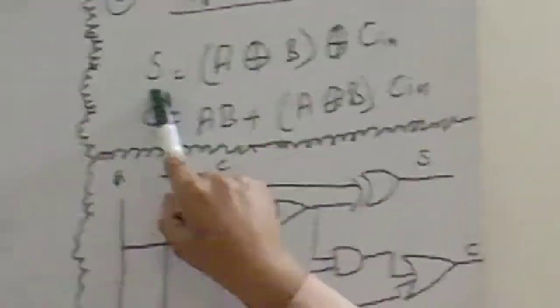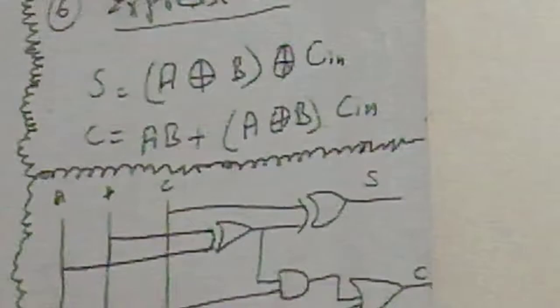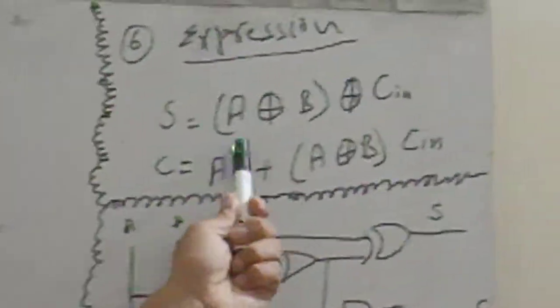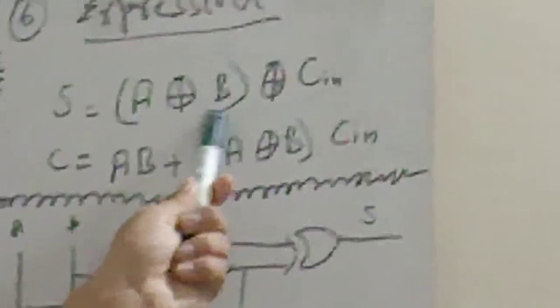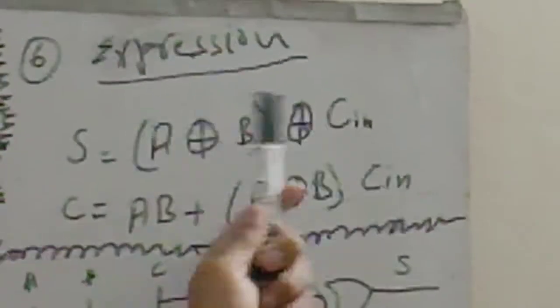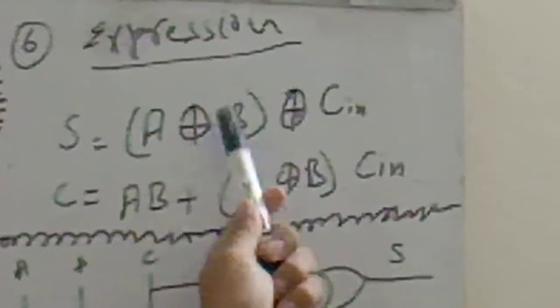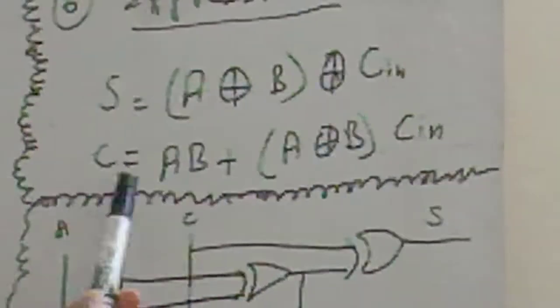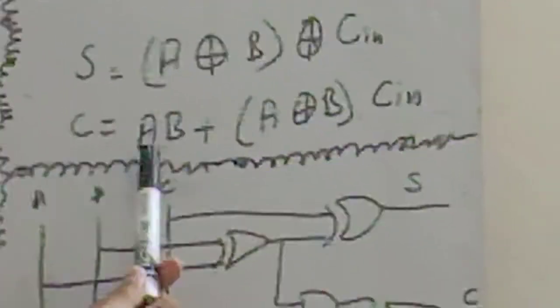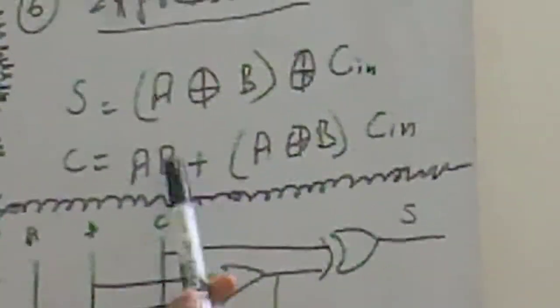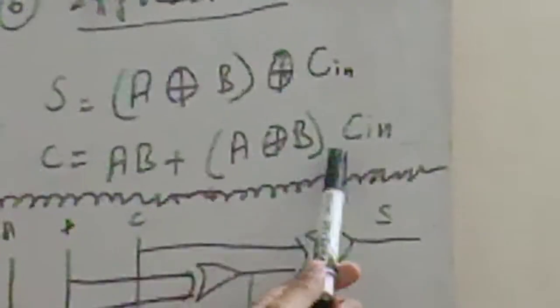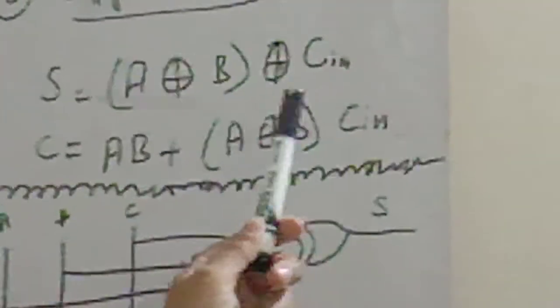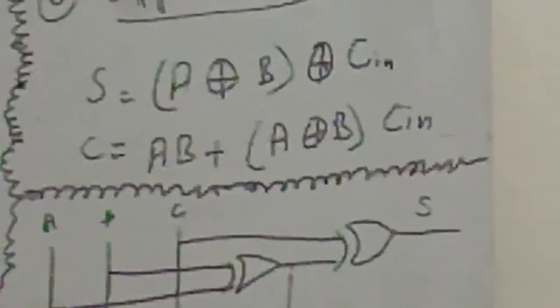The expression for sum is S, the sum bit, equal to the exclusive OR of A and B, and then the exclusive OR of this answer with the C bit. It is the expression of the sum bit. What is the expression of the carry bit? The carry bit expression is A AND B, OR the result of A exclusive OR B multiplied by C in.